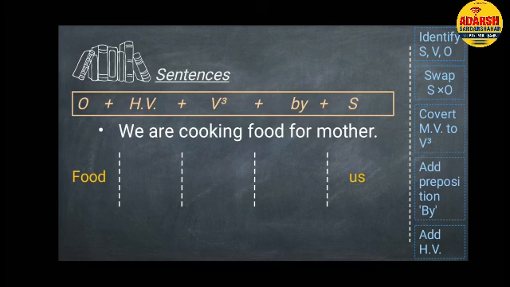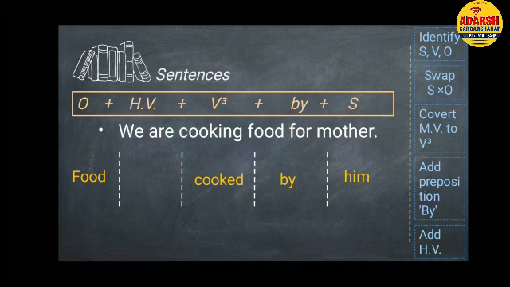Now third step, convert main verb to verb's third form. Here our main verb is cooking, so third form of cooking is cooked, so I put here cooked. Now fourth step, which is add preposition by. So I'm going to put by before our subject. Now finally the fifth step, add suitable helping verb.